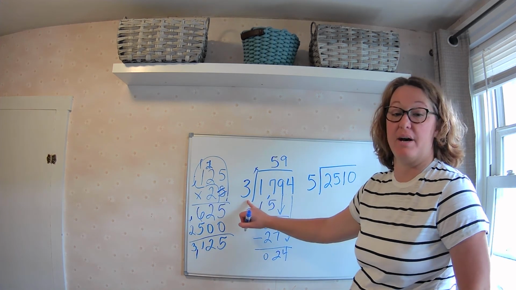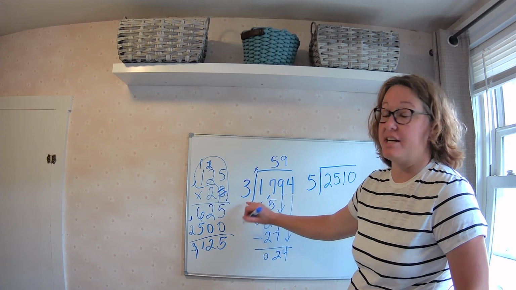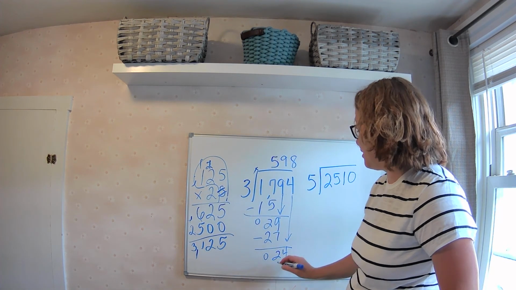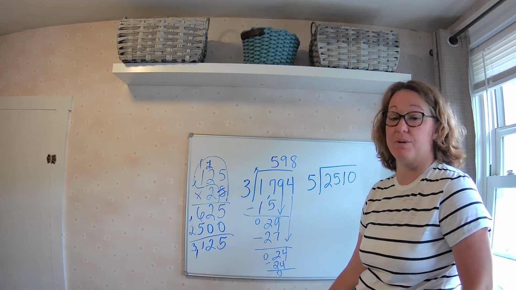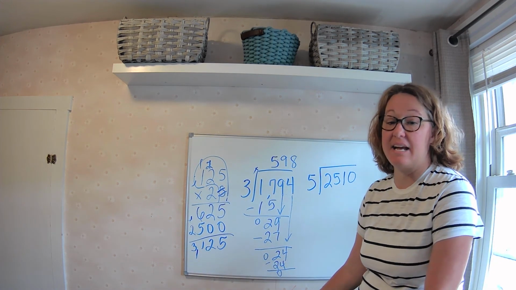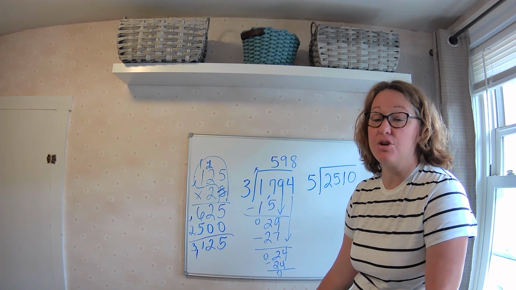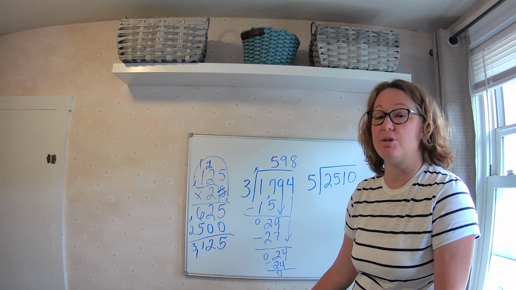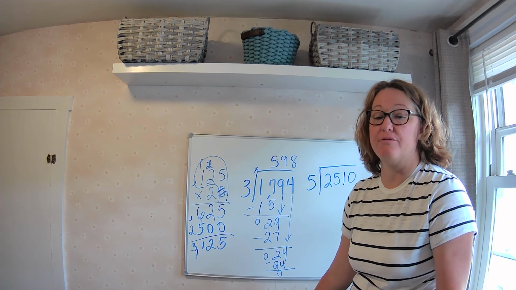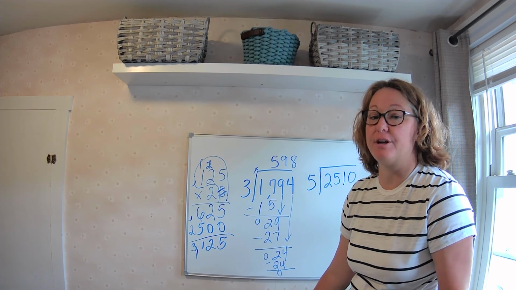24 divided by 3. Well, if I know 8 times 3 is 24, I'll put an 8 there. 8 times 3 gives me 24. 24 minus 24 gives me 0. I hope you're getting the hang of this. And again, just remembering, you must start with divide, then multiply, then subtract, then bring down. And we follow that step over and over and over.